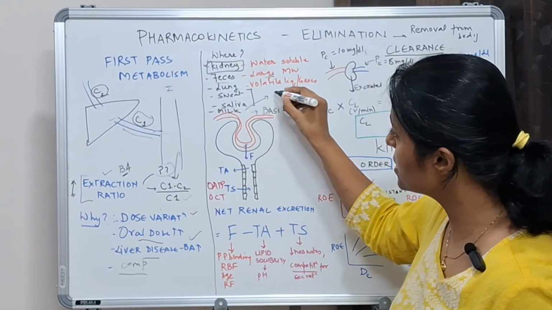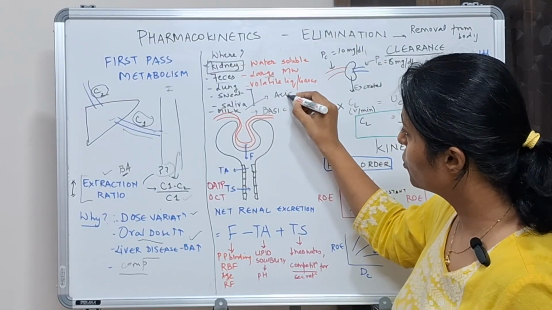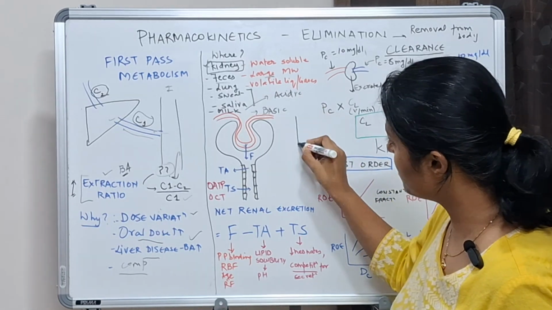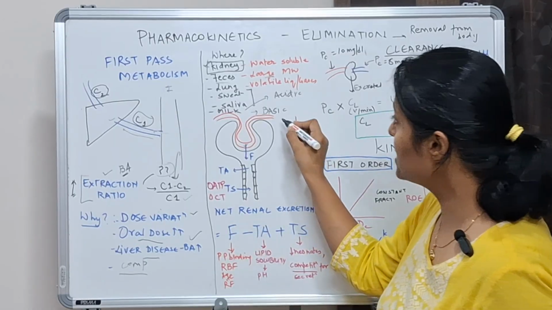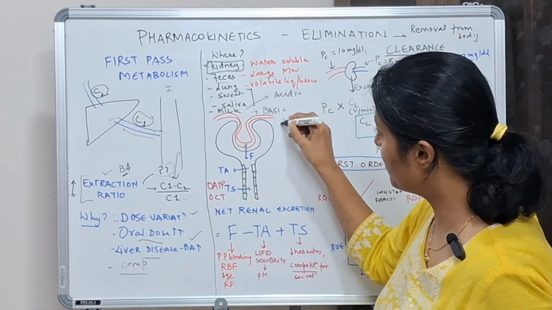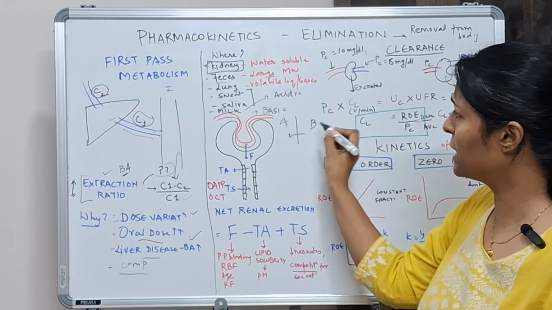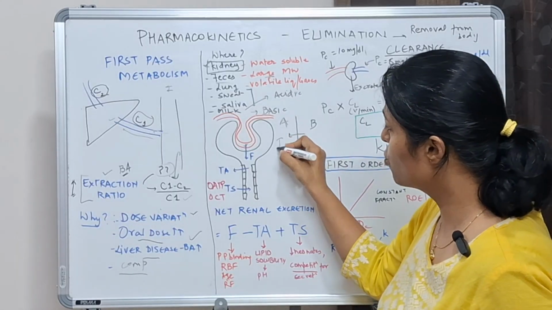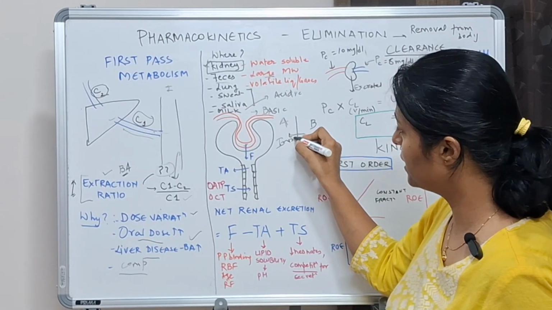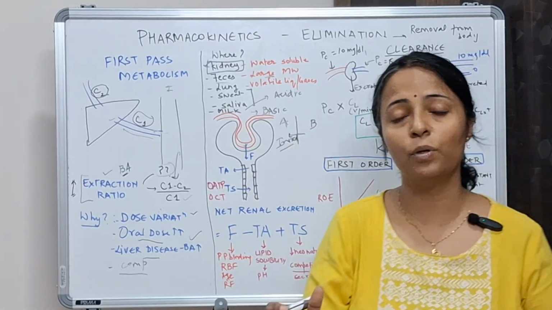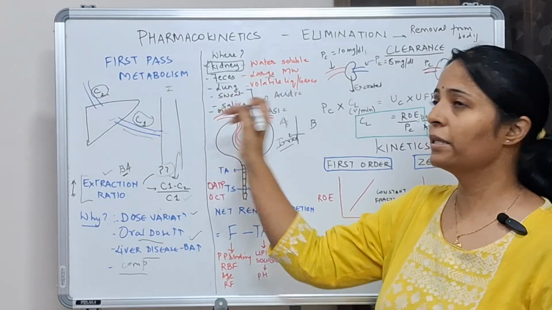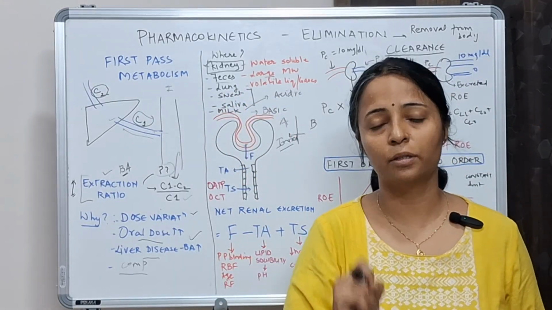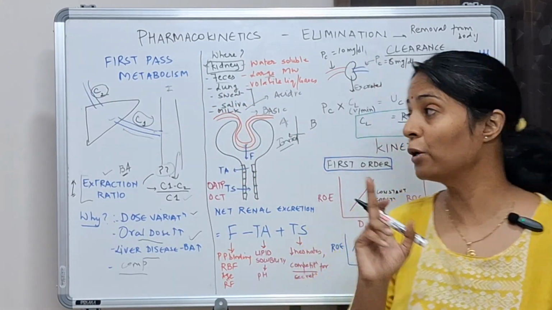Actually, the milk pH is acidic. So suppose this is the membrane and this is the basic drug which crosses the membrane. As it enters into the acidic environment, it will become more ionized. After entering it will become more ionized and it will be trapped in that milk. So it is accumulated in the milk and passed on to the neonates much more compared to the acidic drugs.